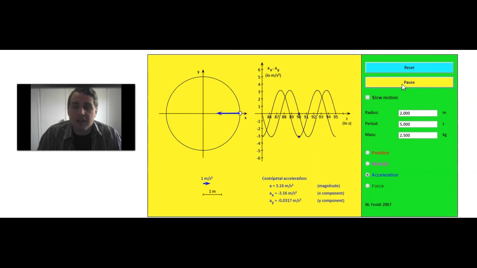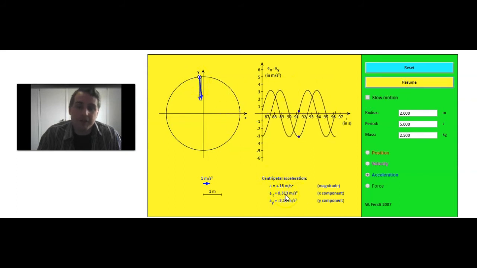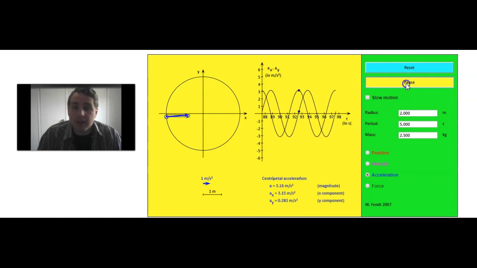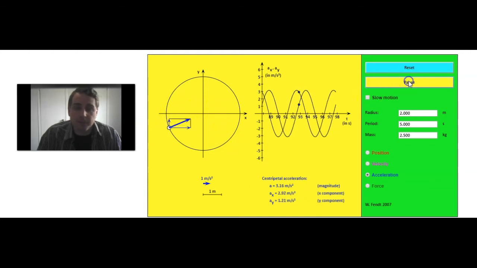Let's see if I can cleverly stop near the top. Pretty close, but the x acceleration is pretty close to 0. Notice if we pause near the left-hand side of the circle, the x acceleration is positive, the y acceleration is pretty close to 0. And then, of course, it's everywhere in between, because the magnitude is, again, 3.16 meters per second squared. The direction is given by these axes.